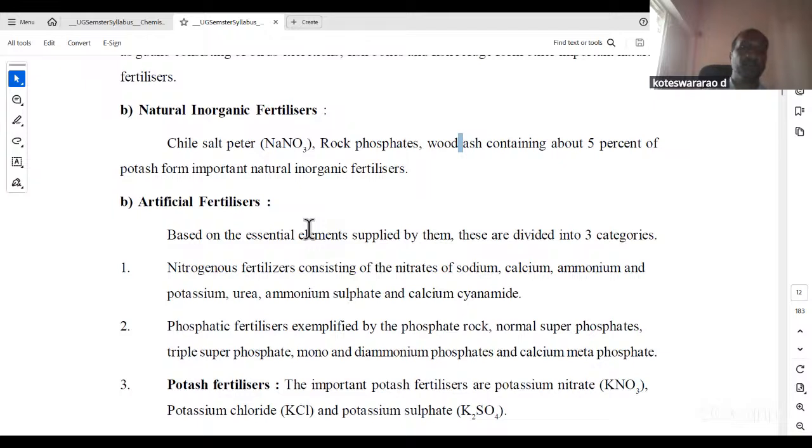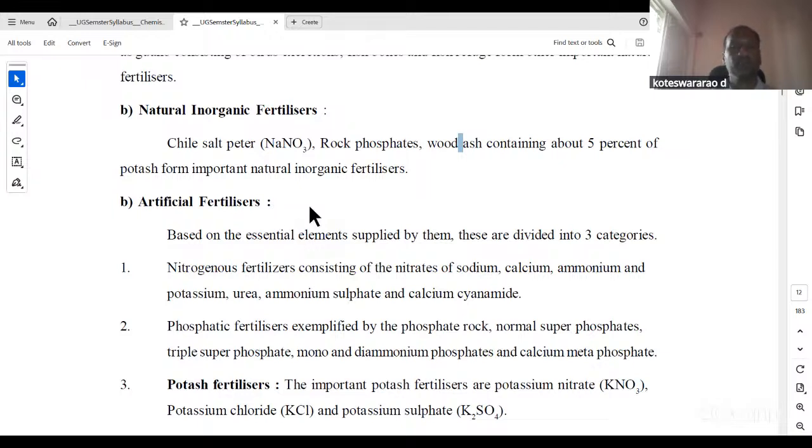Phosphate fertilizers. These phosphate or phosphatic fertilizers are exemplified by the phosphate rocks, normal superphosphates, triple superphosphates, mono and diammonium phosphates, and calcium metaphosphates. All these substances can be used to supplement the phosphate or phosphorus in the soil.